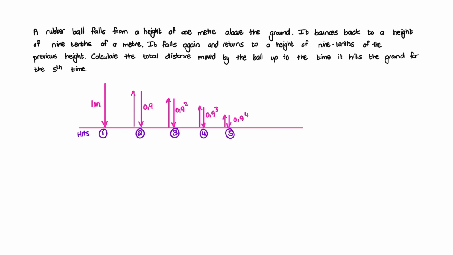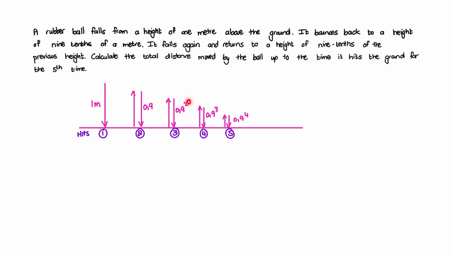For this solution, I found it helpful to draw a diagram. So a ball is dropped from 1 meter. Then once it hits the ground, it returns to 9/10 or 0.9 of its previous height. Then from that height, it drops down again to hit the ground for the 2nd time. And then we have a new height and it returns to 0.9 of that height.